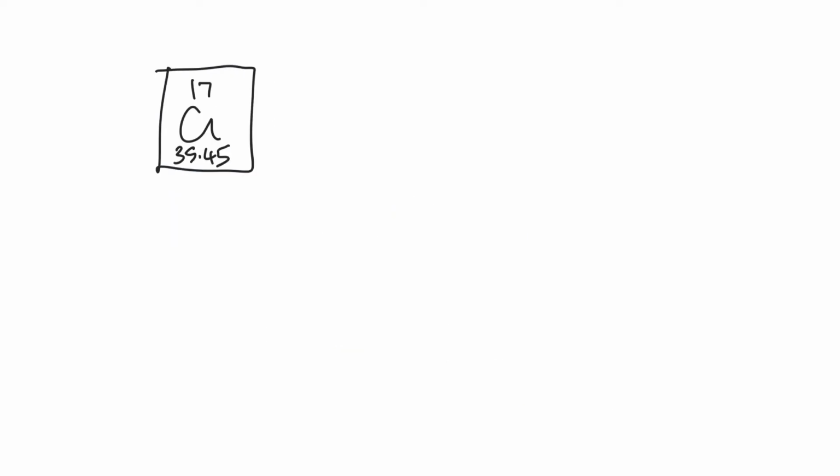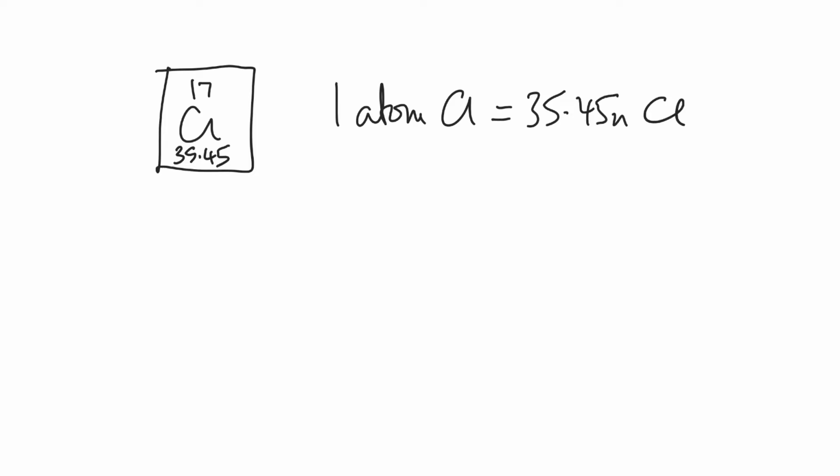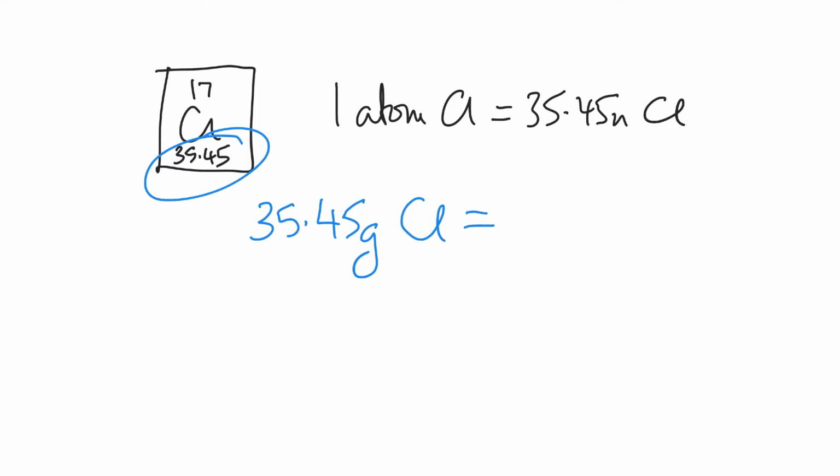Going back to our chlorine, we know that one atom of chlorine weighs 35.45 atomic mass units. And it turns out there is another really cool connection with this number. If you take that number in grams and you weigh out 35.45 grams of chlorine, you have actually weighed out 6.022 times 10 to the 23 atoms of chlorine.